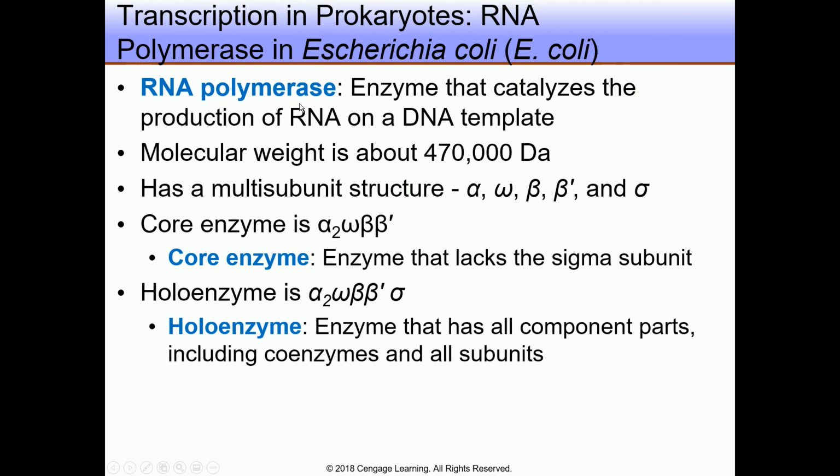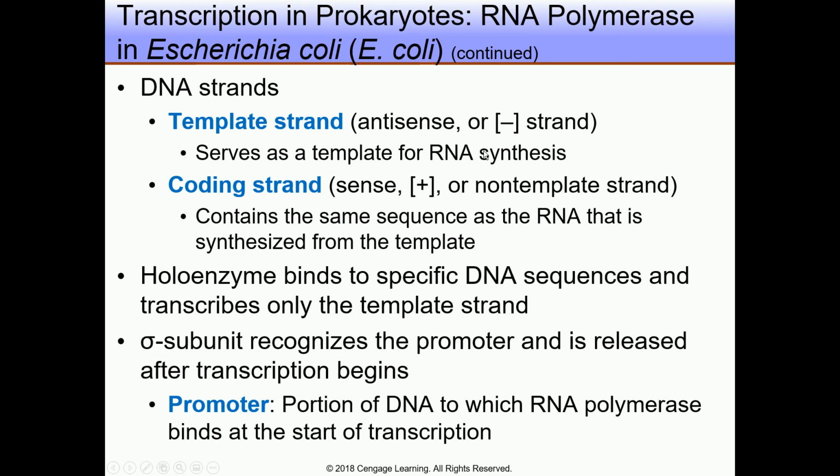The RNA polymerase involved in E. coli has a multi-subunit structure, and these are the subunits in this enzyme. It has alpha, omega, beta, beta prime, and sigma. When all these subunits are together, it is called a holoenzyme. And when this enzyme lacks the sigma subunit, it is called the core enzyme. And this is the molecular weight of this enzyme. So we are talking about the RNA polymerase present in prokaryotic cells.